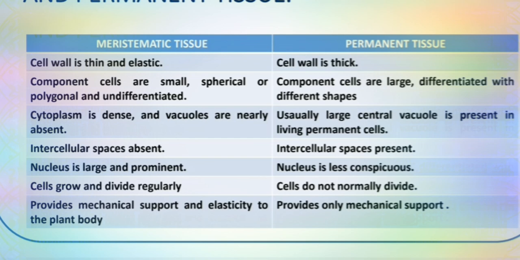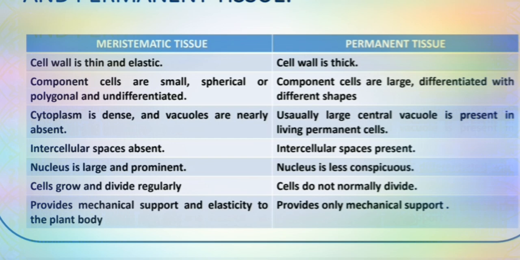And in meristematic tissue, there are no intercellular spaces. These cells are very compactly arranged. In between these cells, you don't find any space. But in permanent tissues, like parenchyma and collenchyma, you find a lot of spaces in between those cells. And those spaces are called intercellular spaces.